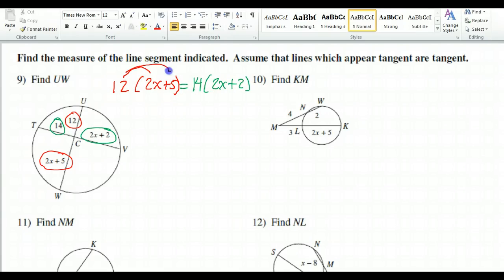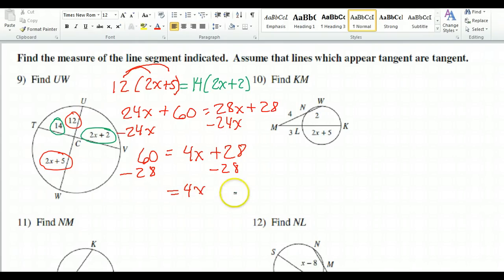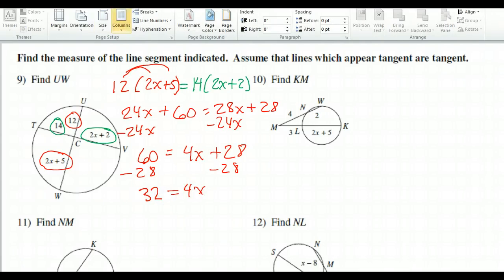So, fine. I feel a little distributive property coming on. So this is going to be 24x plus 60 is equal to 28x plus 28. So I need to solve this. I'm going to go ahead and subtract 24x from both sides. So that's going to give me 60 is equal to 4x plus 28. I would then like to subtract 28 from both sides. So that's going to give me 4x equals 32. And then we just divide both sides by 4. All right, so that gives us x equals 8.